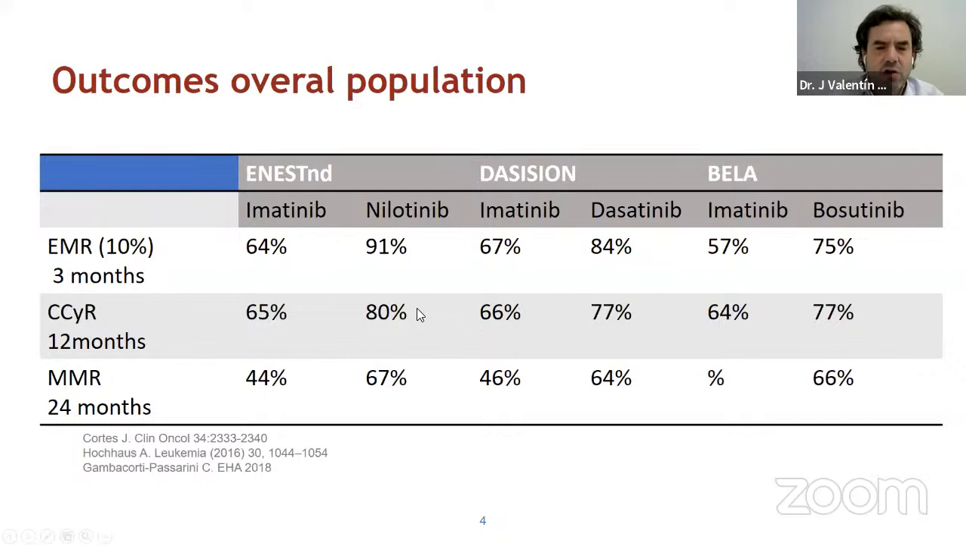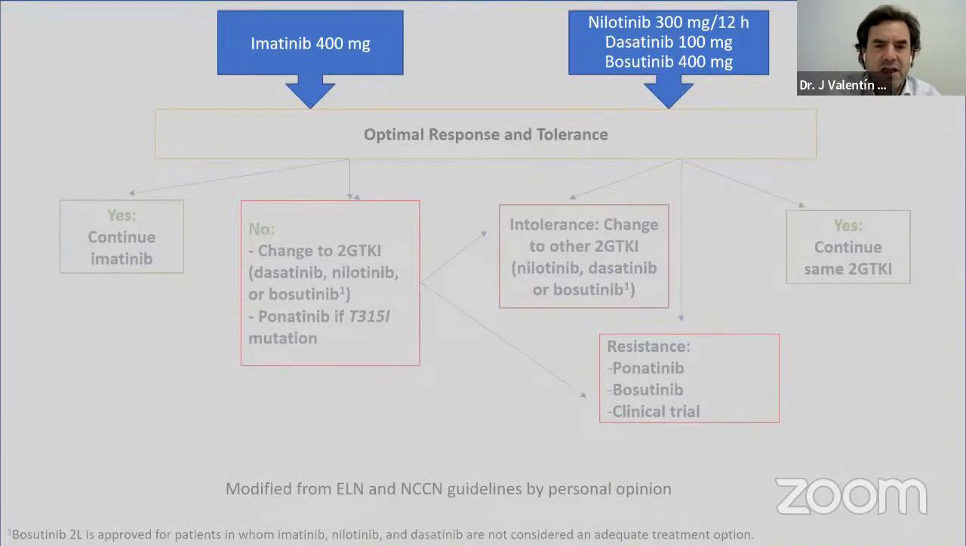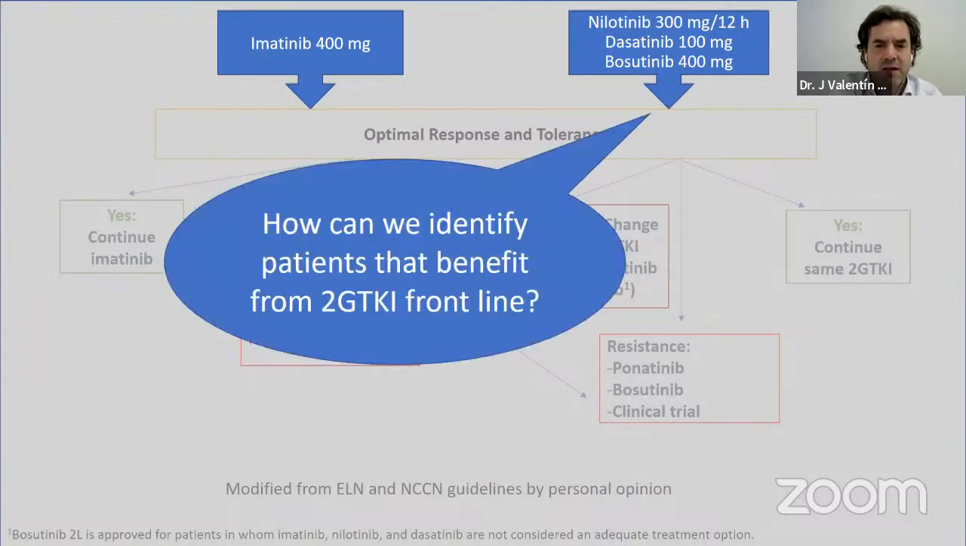And in a scenario now where imatinib is generic, what we should do is try to identify those patients that are at risk of not achieving optimal responses with imatinib, in order to prescribe only to those patients the best treatment option, which is second generation TKI. So at this moment we have available in the first line setting imatinib and second generation TKI, and the question that we have to answer is how we can identify those patients that may benefit from the use of second generation TKI in frontline.